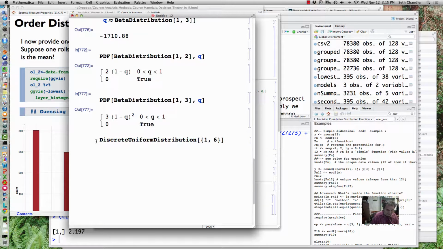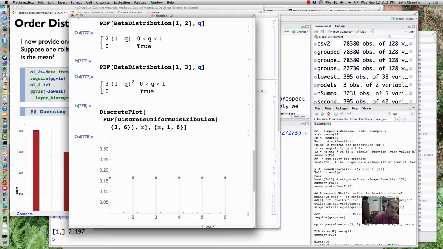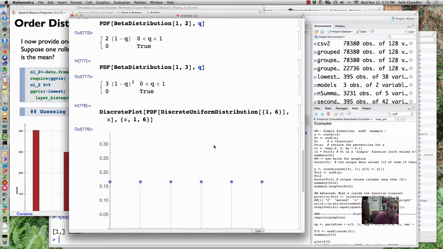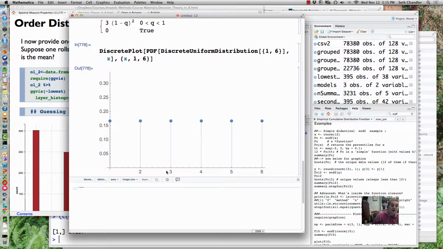And I can ask it to do a discrete plot of the PDF of this as x goes from 1 to 6, and it gives me a very boring result, right? It just shows me that everything's equal.